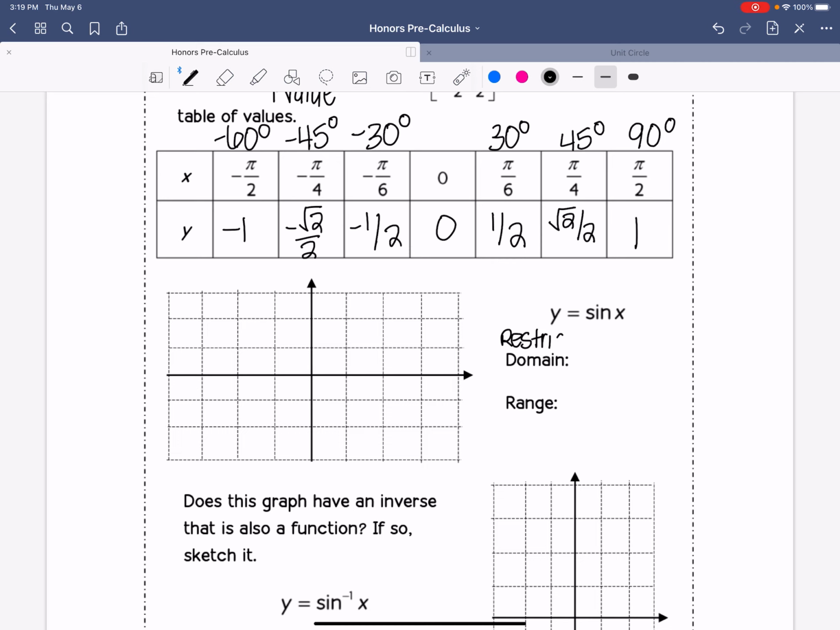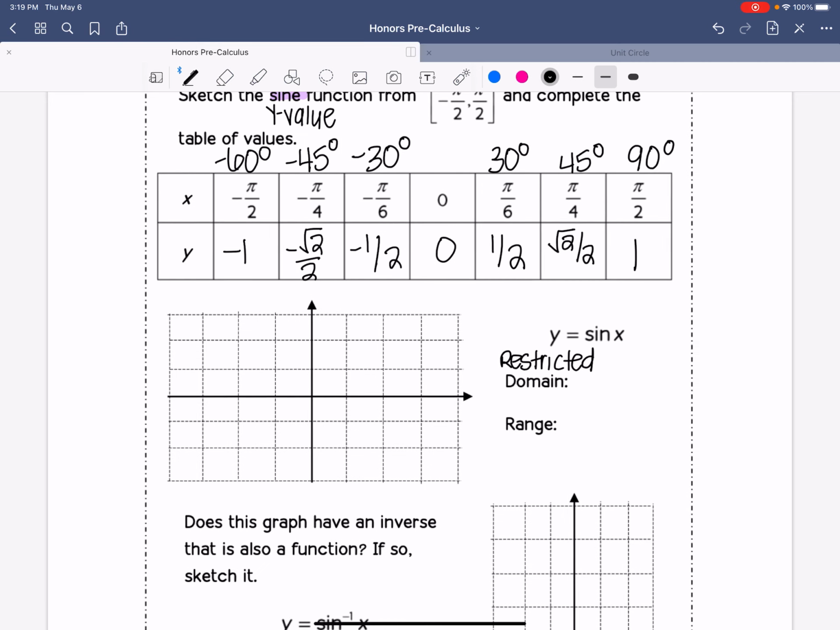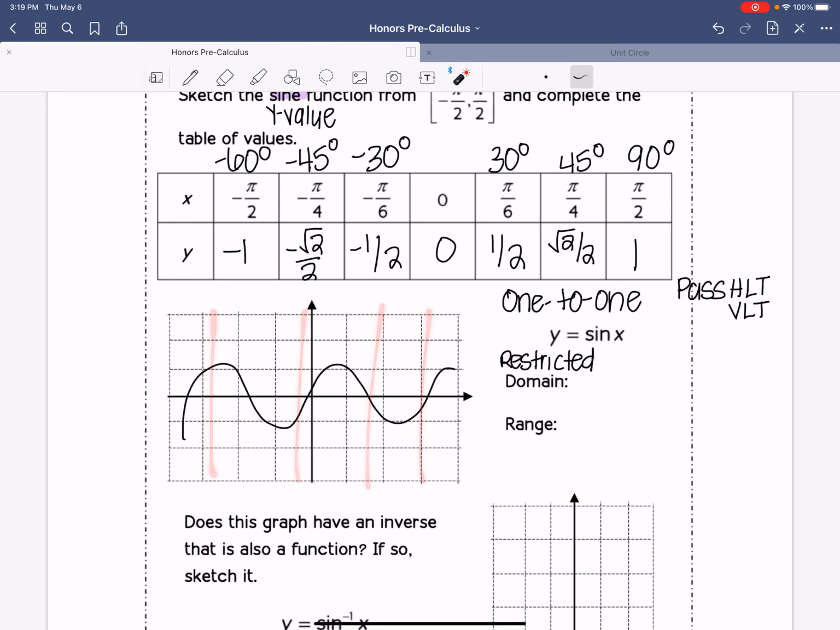Now, what we did here is we restricted the domain, and there's a purpose for that. If you think back to when we were doing inverses, we had what we called 1-to-1. Now, 1-to-1 means that only one x and one y will apply to each other. It will pass the horizontal line test and the vertical line test. So it has to pass those two things. Now, if I have a sine graph, I could do a vertical line anywhere, but it wouldn't pass the horizontal line test. So in order to make it 1-to-1, we're going to restrict the domain.